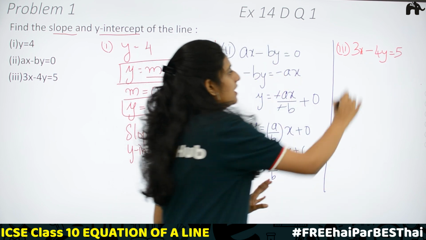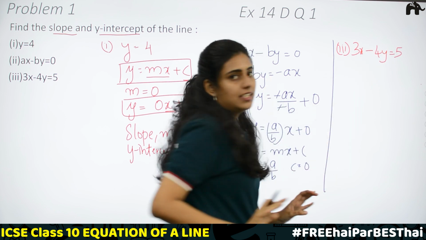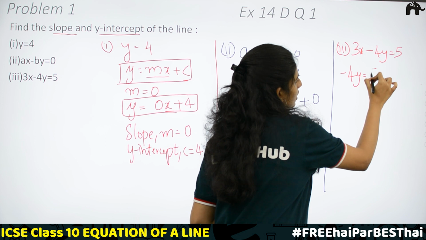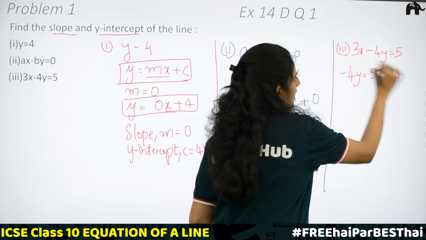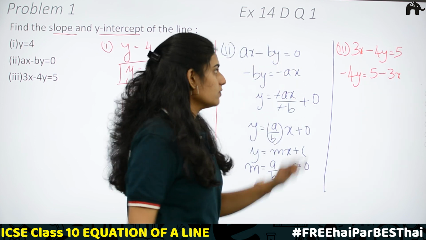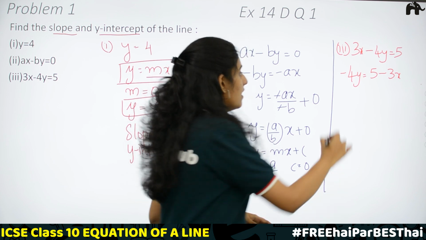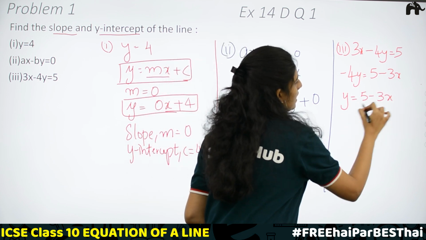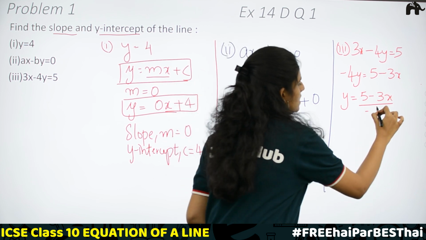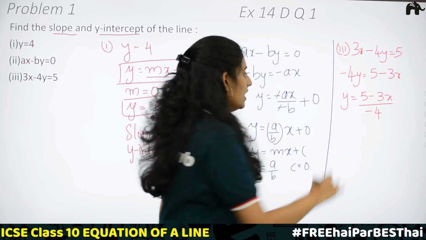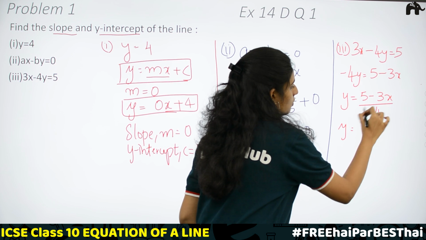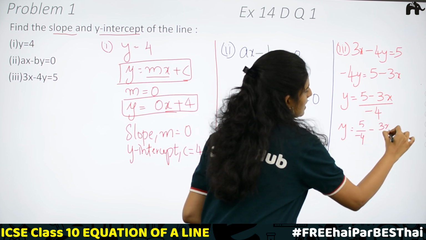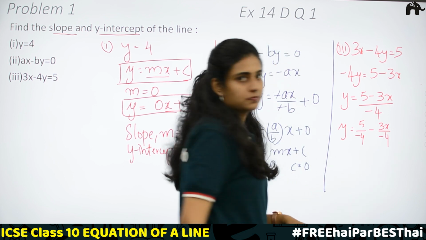Same procedure, keep only the y containing term on the left hand side. Minus 4y is equal to 5 minus 3x. 3x becomes minus 3x when taken to the opposite side. y will be equal to (5 minus 3x) divided by minus 4. That is, y is equal to 5 by minus 4 minus 3x divided by minus 4.